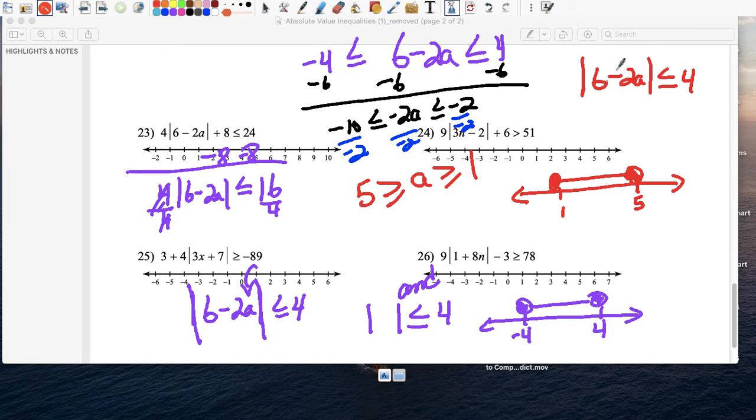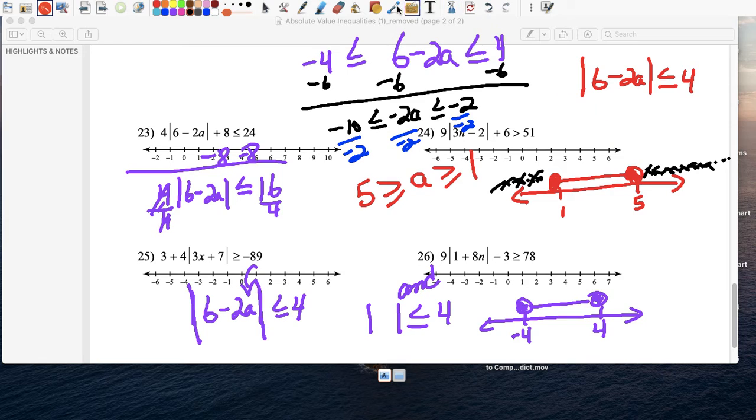Let me pick 0. If I pick 0, 2 times 0 is 0, 6 minus 0 is 6, and is 6 less than or equal to 4? No. So numbers over here don't work. And likewise, numbers to the right of 5 will not work anymore. Let me pick 7. 2 times 7 is 14, so 6 minus 14 is negative 8. The absolute value is 8, and is 8 less than or equal to 4? No. So again, play around and see if those numbers work.